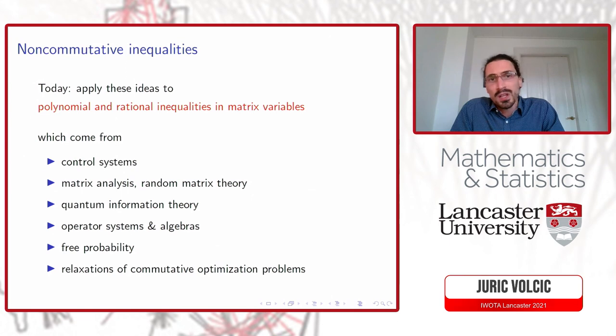And why would you want to care about polynomial and rational inequalities, multivariable, in matrix variables? Well, they naturally appear in several areas, for example in control theory, in matrix analysis, and also in quantum information theory. We had a few talks already about quantum information today by Verne, and the previous day by Magdalena, maybe more in the direction of operator algebras. Even some commutative optimization problems that are really hard, you can relax, make them matricial problems, and then they are easier to solve.